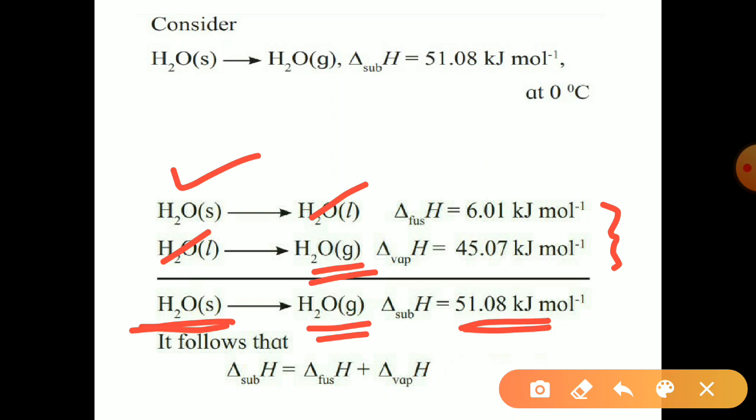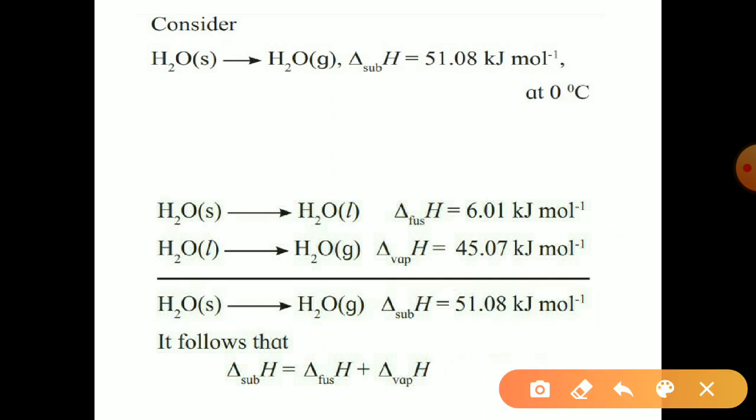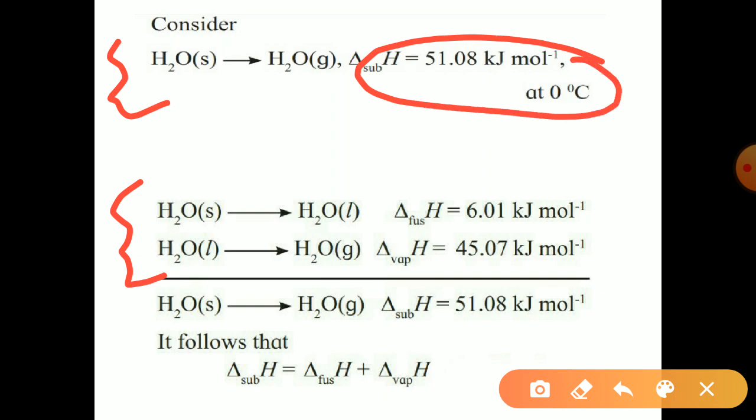See, this reaction takes place in two steps. After that also the enthalpy for this overall reaction is 51.08. So whether the reaction takes place in multiple steps or in a single step, enthalpy for that overall reaction remains the same. It does not change.